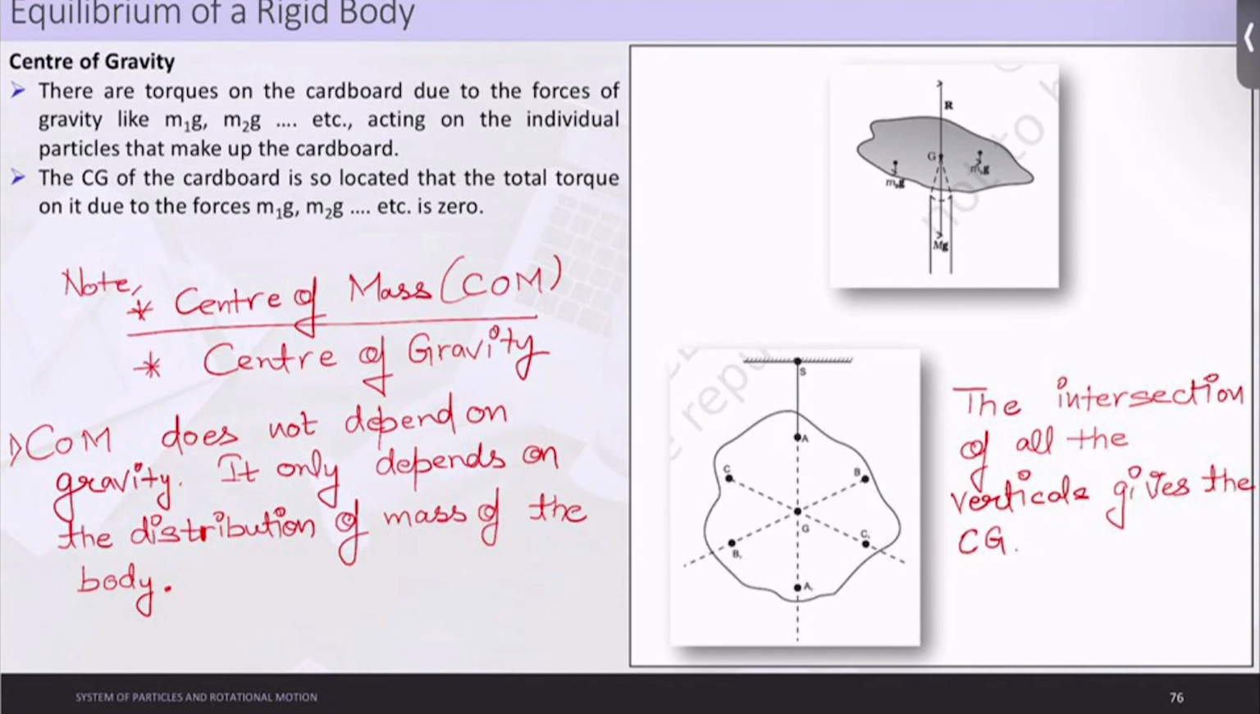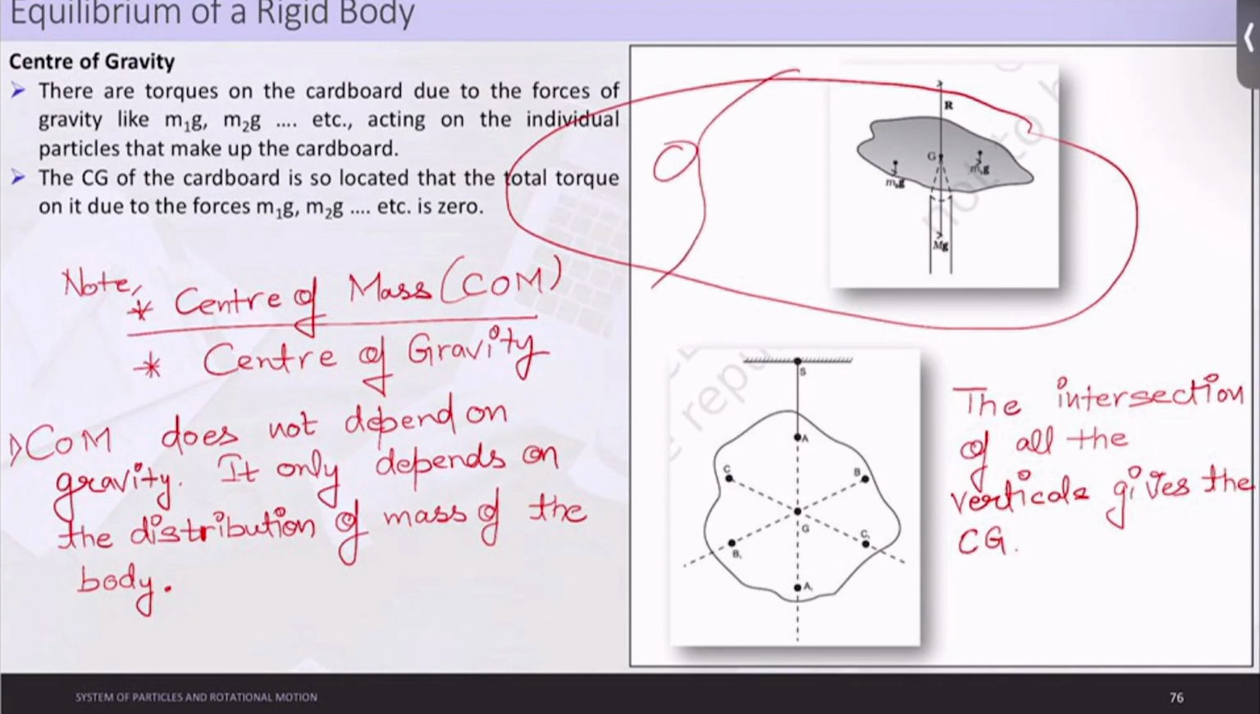Okay. In the majority of cases, center of mass and center of gravity coincide, but let us say we take the rigid body to be so large that at different parts or regions the value of g is different. Then in those cases, the center of mass and center of gravity won't match. Okay. So I hope that line is also clear to you.